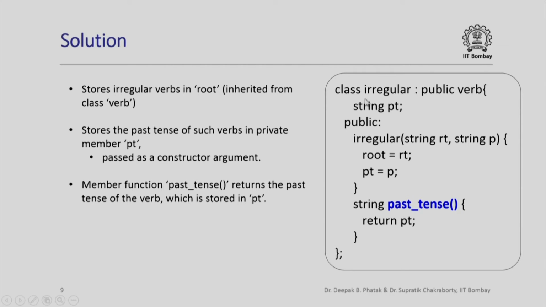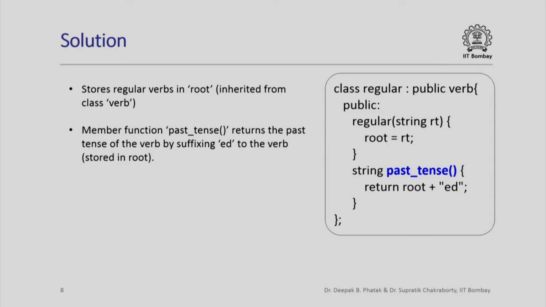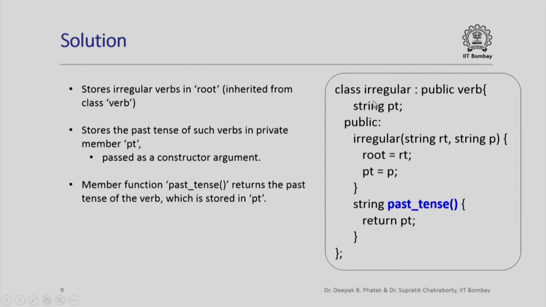Now if you recall, for irregular verbs we said that we are going to store both the verb and its past tense. We did not need to do this for regular verbs. So for regular verbs I did not have a special string storing the past tense, but for irregular verbs I will have to do that. So here is the string that is going to store the past tense of the verb.